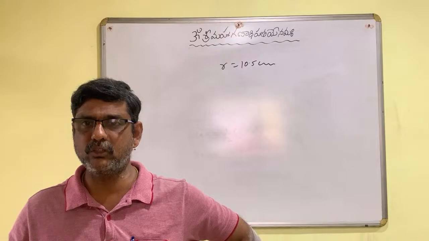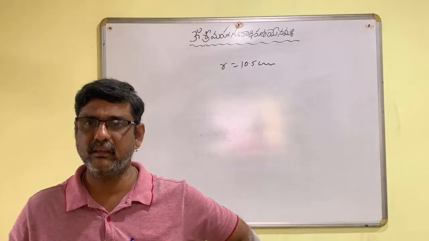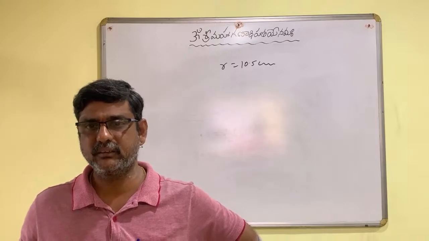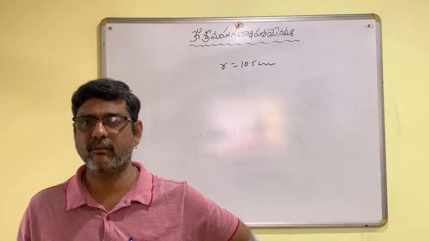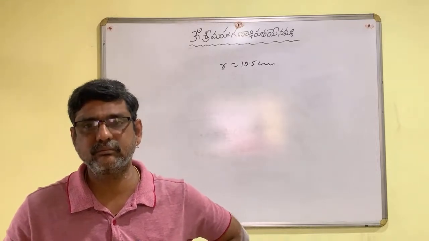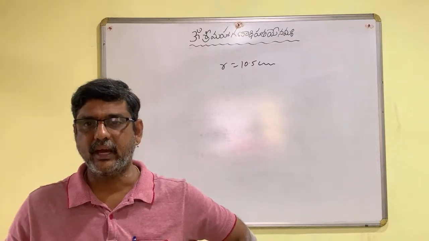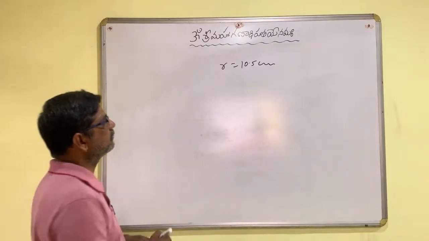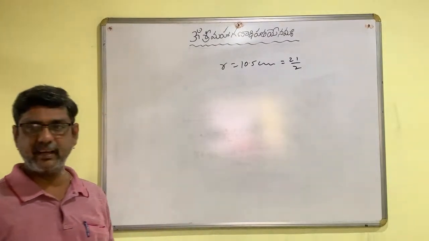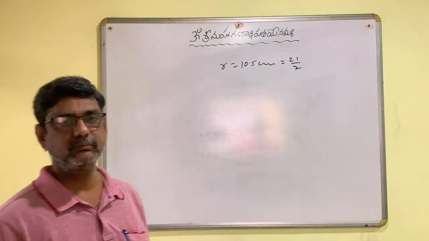Surface area of the sphere is not done. Surface area of the sphere is done. Yeah. Take it as 21 by 2. 21 by 2. 10.5 is 21 by 2.